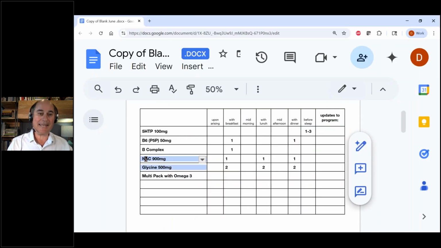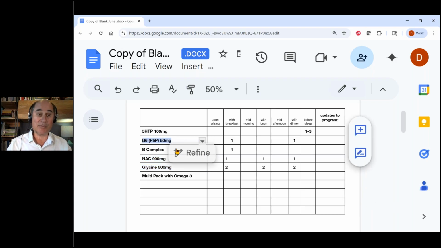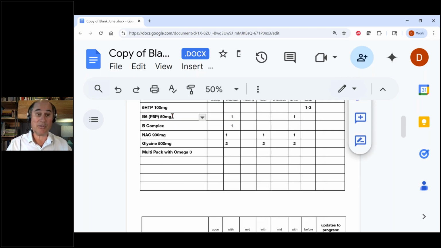We've got glycine and NAC to protect the brain. That's our shield wall, right? We've got the B6 because we just learned that's the most important nutrient. The most important nutrient in reestablishing serotonin levels is B6, otherwise it won't work. We've got the 5-HTP, which is the precursor to serotonin and melatonin. And then we've got our multi-pack, okay?